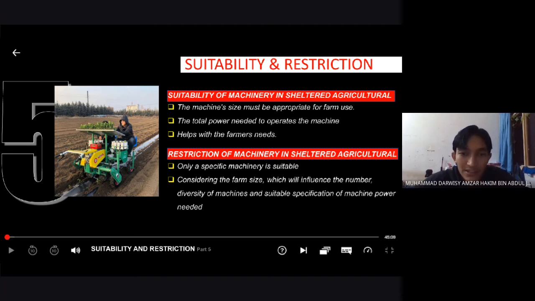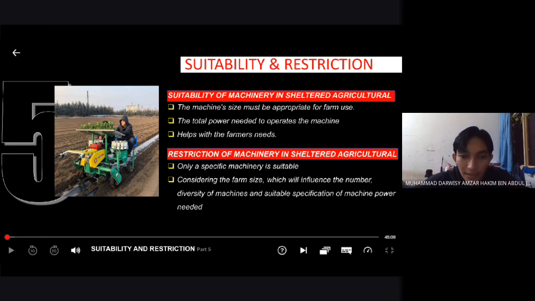What about the restrictions in shelter agriculture? The first point is that only specific machinery is suitable. This means that not all agricultural machinery can be used in shelter agriculture, because shelter agriculture is not like a normal agriculture farm that uses big, massive machinery. In shelter agriculture, we only use specific machinery, like small machinery that can be used a lot in the farm.